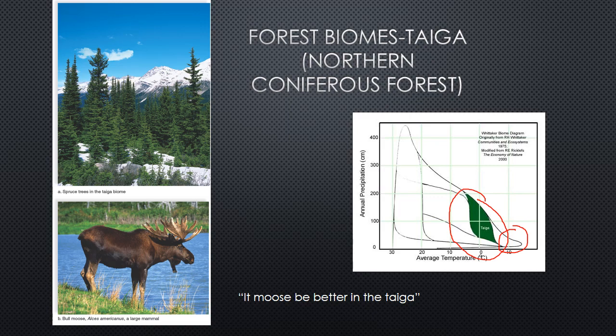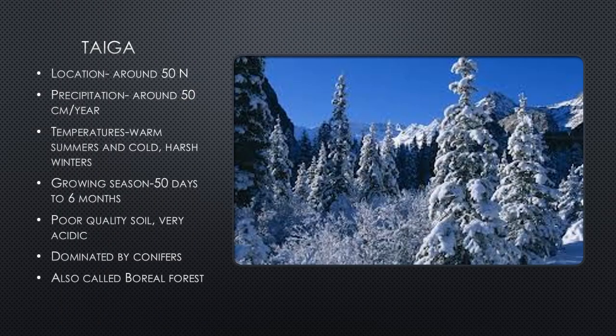So our conifers are present, obviously, in our taiga, and moose tends to be one of those animals that's present quite a bit. Moose is probably my favorite animal, so I had to make sure I included that in here. So its location is around 50 degrees north. And we get a little bit more rainfall than we did in the tundra, but still not a ton.